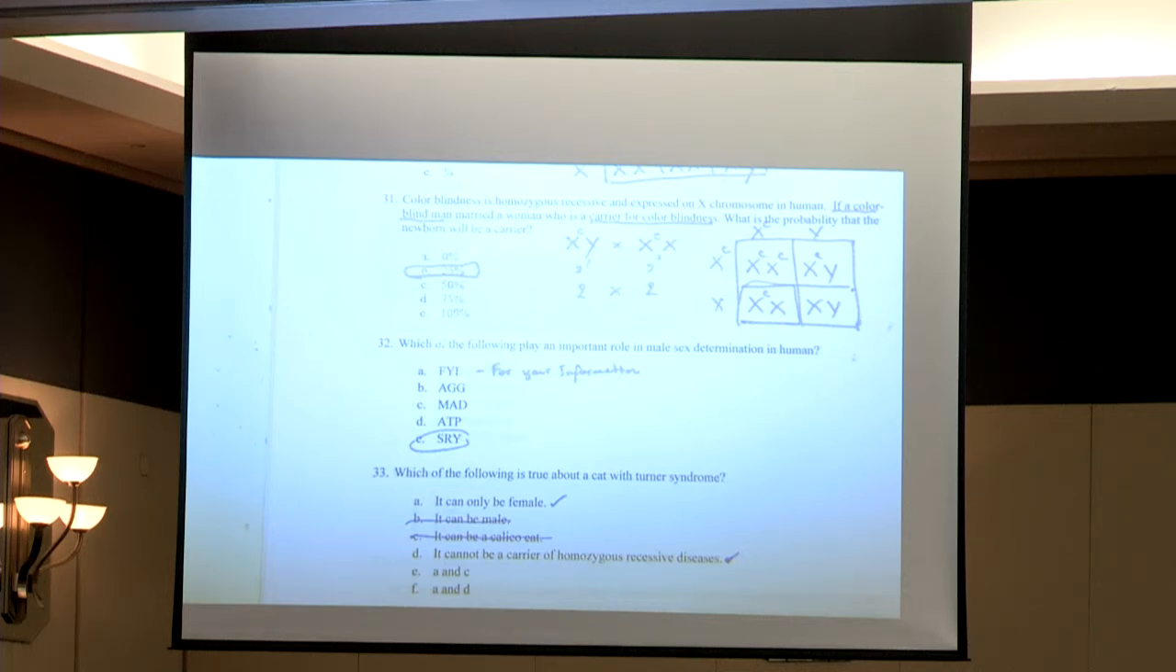Well, Turner syndrome, you only have one X, right? So either you have it or you don't. Just one X, yeah. So for this one, the answer would be A and D, right? That's why, just like the first choice, it can only be female, if you only have one X and no other X's. So you can only be female for Turner syndrome.